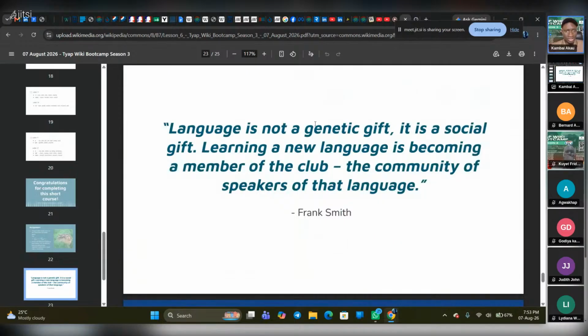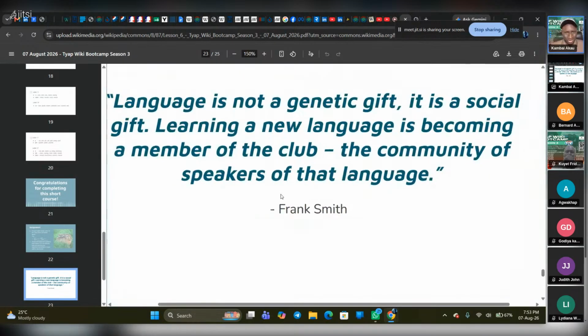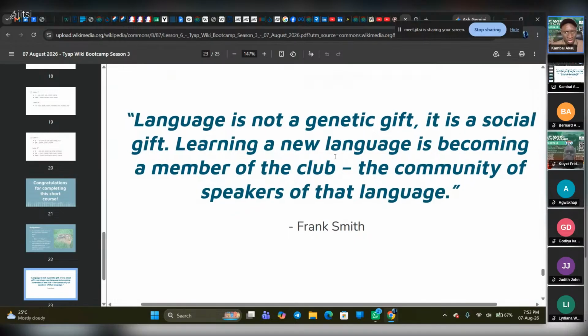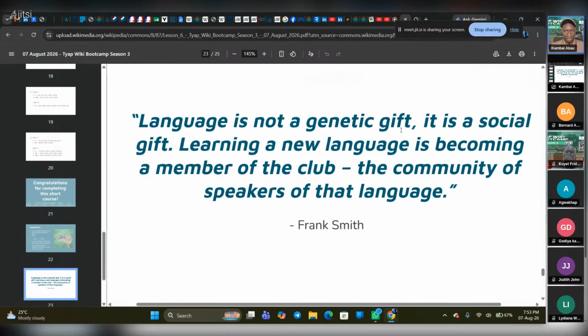But before we close, we have a statement by a young man called Frank Smith. Frank Smith said, language is not a genetic gift. Something genetic means that your parents pass it over to you as a genetic inheritance. But language is not a genetic gift. Anybody can learn it. It is a social gift. In other words, you have to learn it in person. Then learning a new language is becoming a member of the club, the community of speakers of that very language.